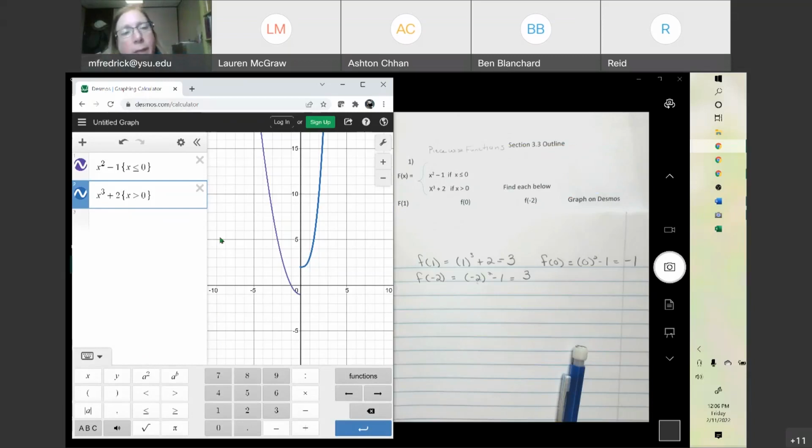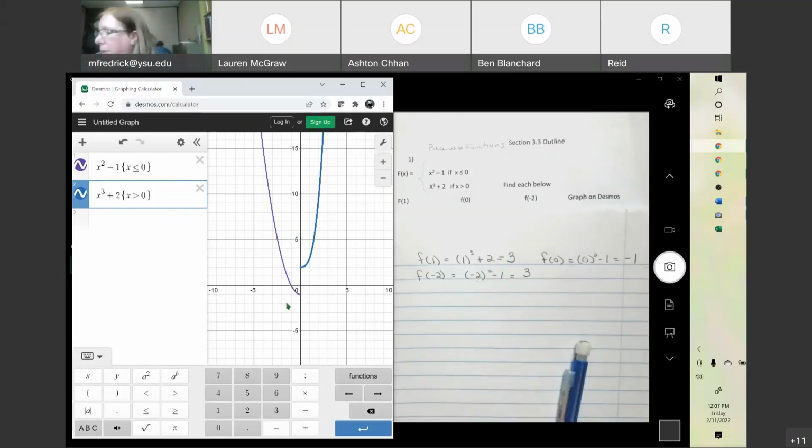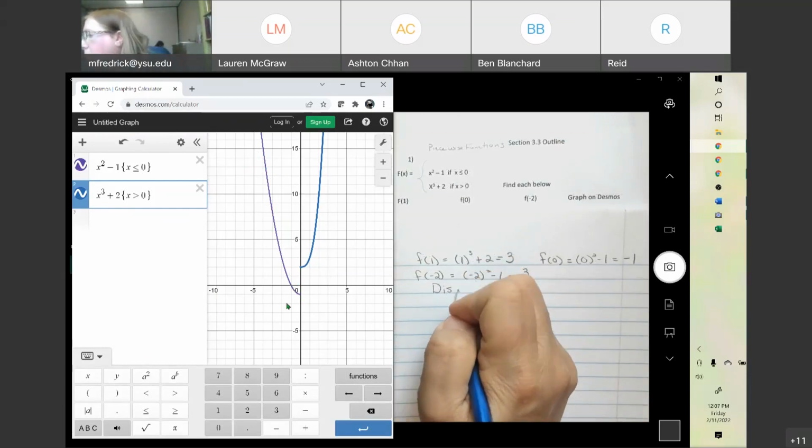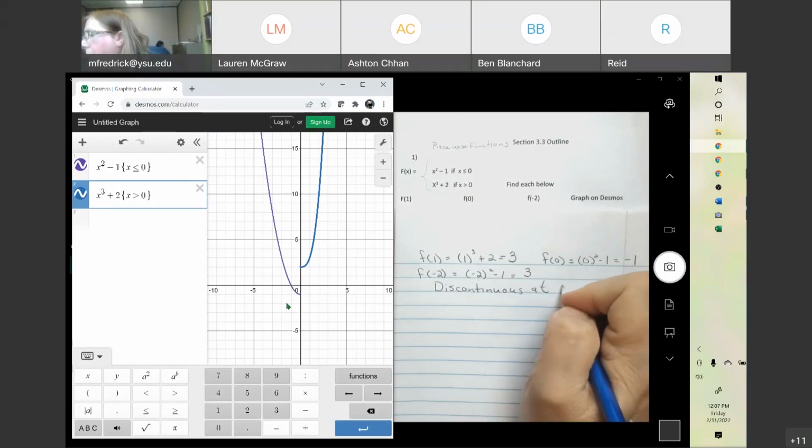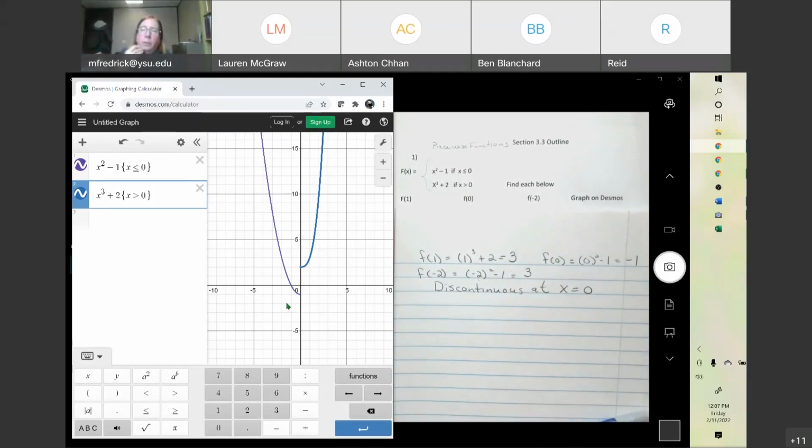Now, notice that if we trace this graph, right here when x is 0, there's a break in the graph. So that means it's discontinuous at x equals 0. When we get into more of the story problems, it's important to know where it's discontinuous. We'll get into limits and we'll be checking that. So wherever the graph breaks, it's discontinuous at that x value. Any questions?